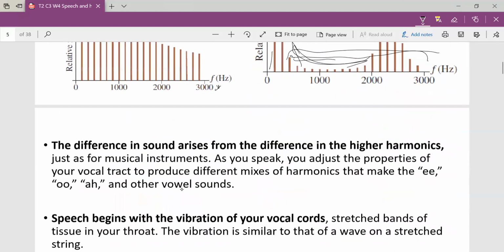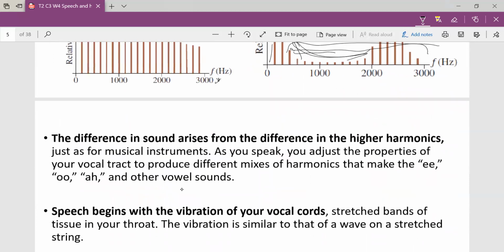Okay, so the difference in sound arises from the difference in the higher harmonics, just like we have seen in the description of the musical instrument. The difference when you make sound also comes from the different spectrum that the higher harmonics will form, which will give rise to a different shape of the sound wave graph. The sinusoidal graph, the shape will be different. So that is what brings about the different sound that we hear.